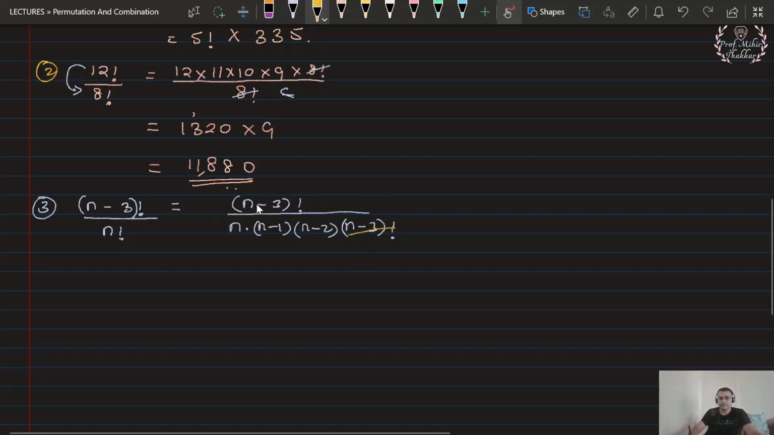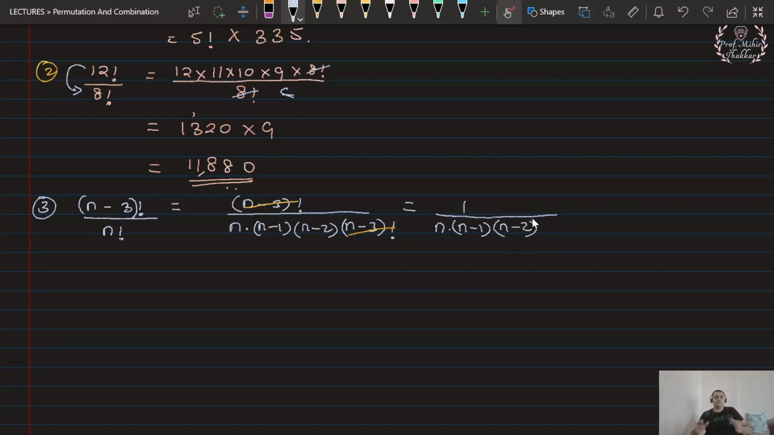Just cancel off the common factorial value and you are ready with the answer, which is n, n minus 1 and n minus 2. Then this is actually a part of a bigger sum. So this kind of method will be applied when you are solving the sums of unknown variable n or p or r in that case. And then it can be solved further to find the value of n depending on the given condition of the question. Let us understand one more example of this kind.